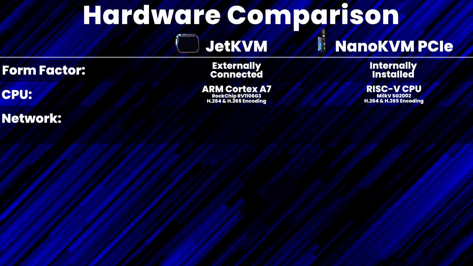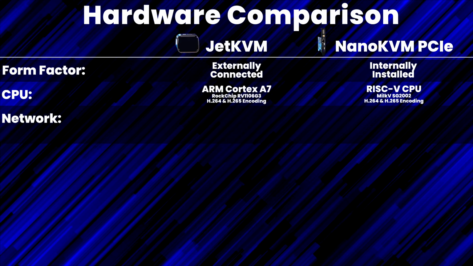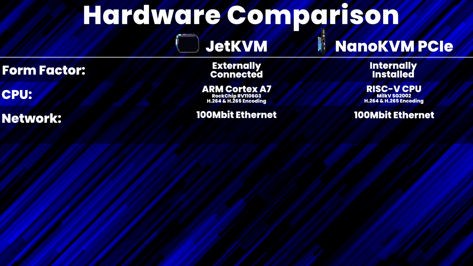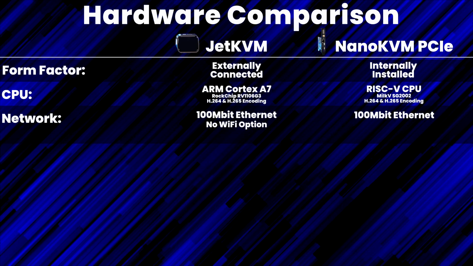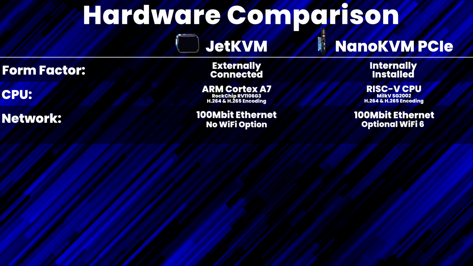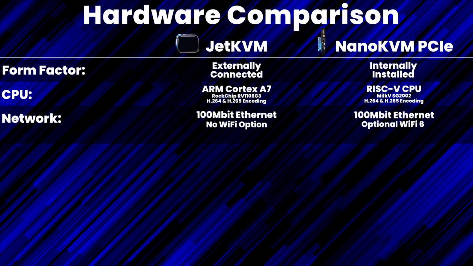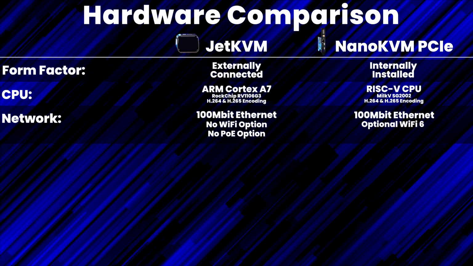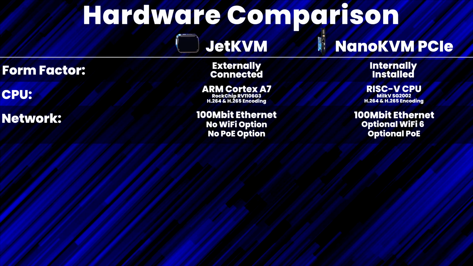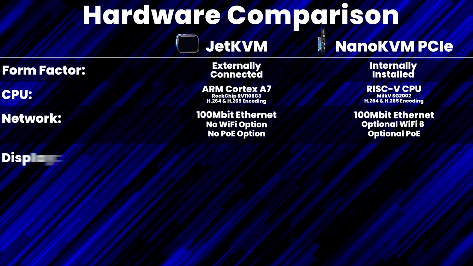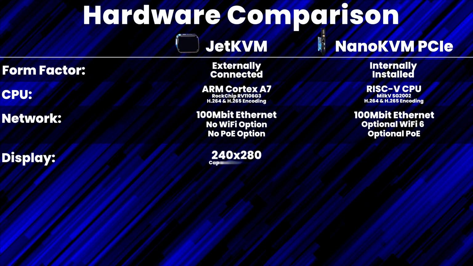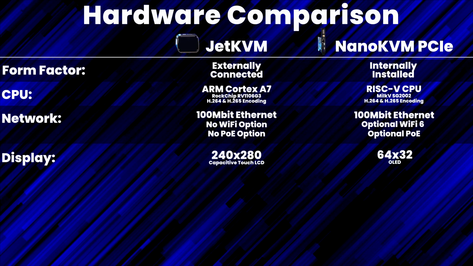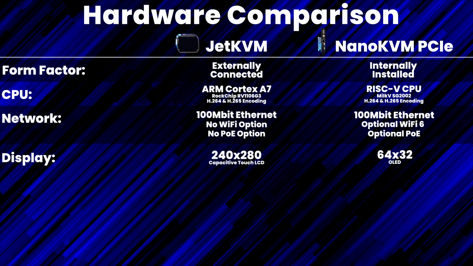Both units feature Ethernet connectivity, with both the JetKVM and the NanoKVM PCIe featuring a 100 megabit interface. In terms of Wi-Fi connectivity, the JetKVM does not feature Wi-Fi, and the NanoKVM PCIe model has optional Wi-Fi 6 capability. In terms of PoE, the JetKVM does not feature PoE capability, and the NanoKVM PCIe model has optional PoE. Both units have a built-in display, with the JetKVM having a large 240 by 280 capacitive touch display, and the NanoKVM PCIe having a 64 by 32 OLED display.